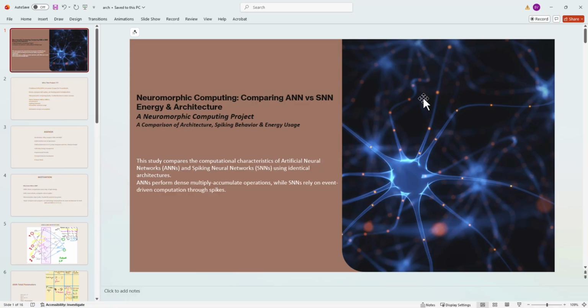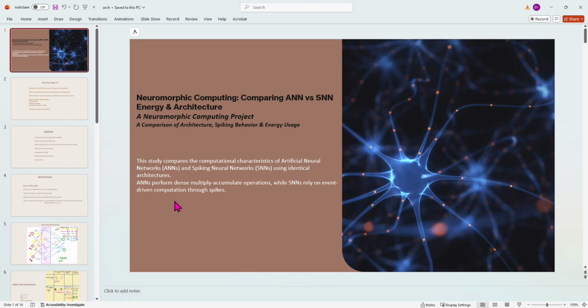So my project is going to be about neuromorphic computing. We're going to compare ANNs, which is artificial neural network, versus an SNN, spiking neural network. We're going to compare its energy and architecture, spiking behavior, and energy usage. A small introduction about this project.